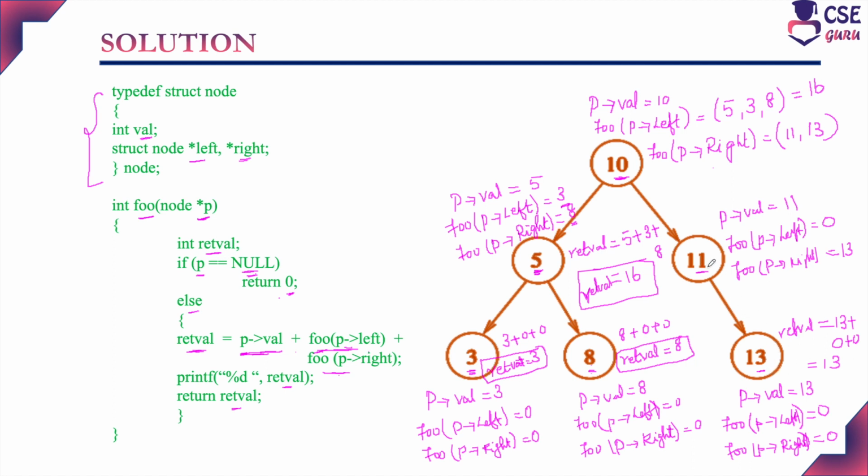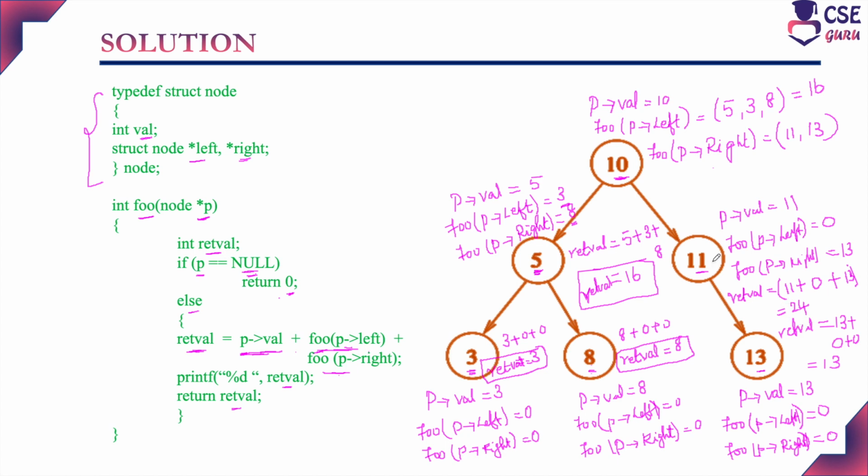Move to its root node. Its root node is 11. So what is the return value for this root node? Return value is equal to P of value, that is 11, plus P of left. There is no left side node for 11, so value is 0, plus P of right, its value is 13. So the value, we will get it as 24.